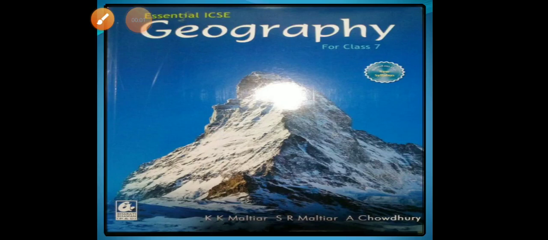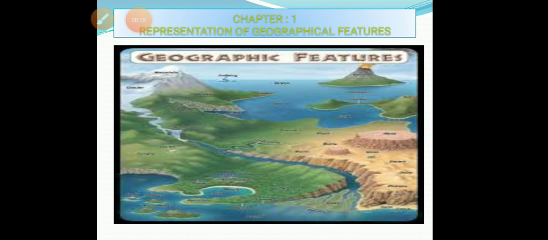Today we are going to learn about class 7 geography. This is your book Essential ICSE Geography, published by Bharati Publications. Here is our first lesson, representation of geographical features.